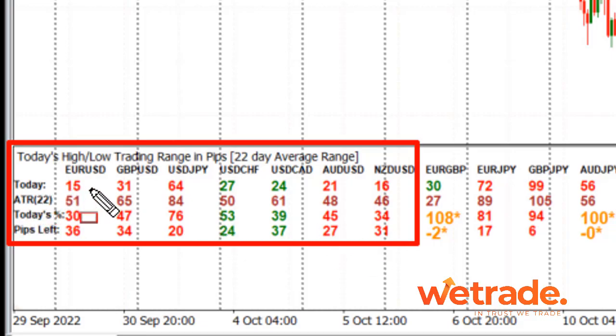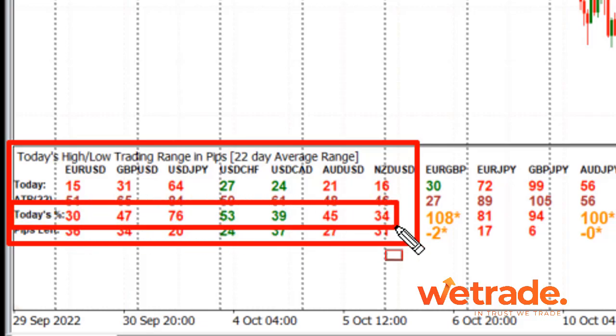And you see these ranges right here. These are the high to low trading ranges for the major currency pairs. 15 pips for the euro versus US dollar, 21 pips for the Aussie, 16 pips for the New Zealand. The biggest range is the dollar versus yen at 64 pips, but all the other ranges are well below the 22-day averages that have occurred. That 22 days is about a month's worth of trading. 30% of what is average, 47% of average, 53% of average. So you get the idea that we haven't had much movement in the major currency pairs and trading here today.